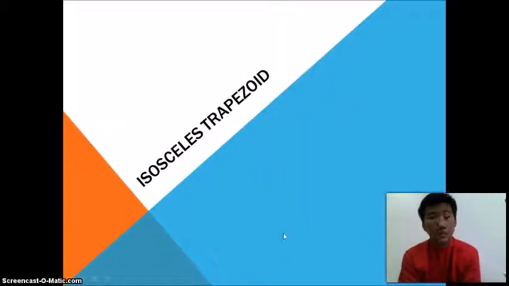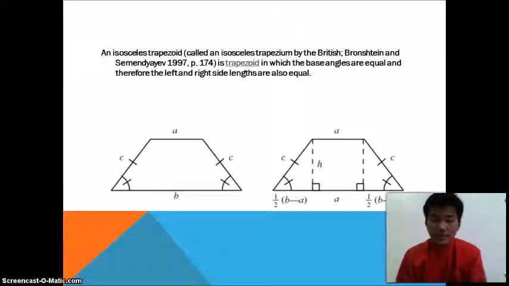Now we're moving on to the isosceles trapezoid. An isosceles trapezoid is the same as a normal trapezoid, but the legs are equal. As stated in the slide, an isosceles trapezoid, called so by Bronstein and Semendyayev in 1997, page 174, is a trapezoid in which the base angles are equal, and therefore the left and the right sides are also equal.